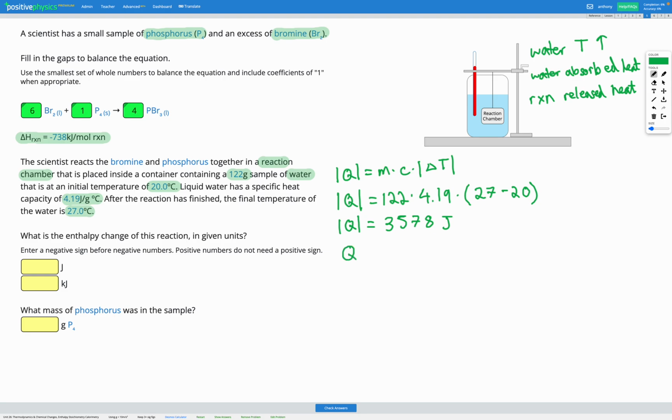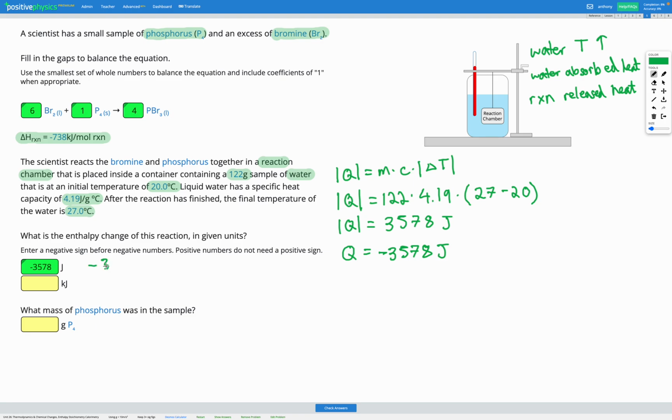So the heat change without those lines, showing that we do need a positive and negative sign, is going to be negative 3,578 joules. So we can enter that down here. Now we also need to find that in kilojoules, since our enthalpy change of reaction is given in kilojoules per mole of reaction. So we're going to need to convert from joules to kilojoules. So let's do that now.